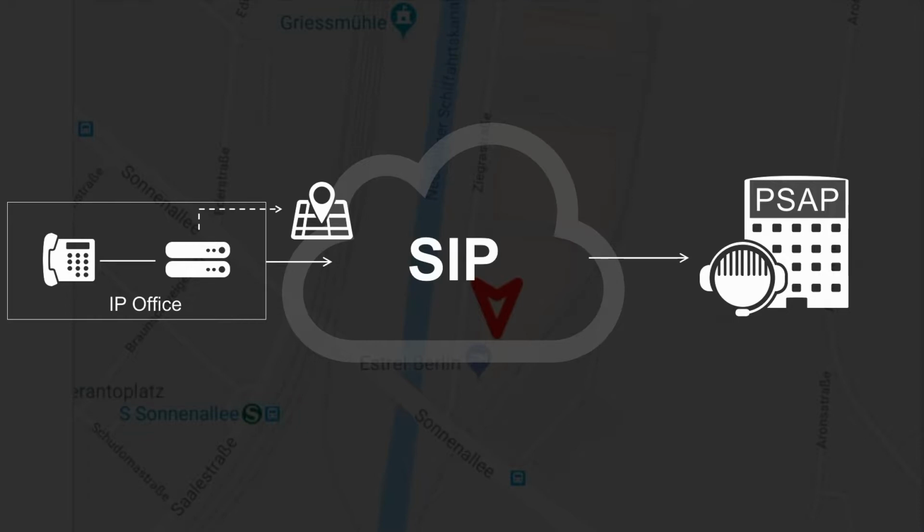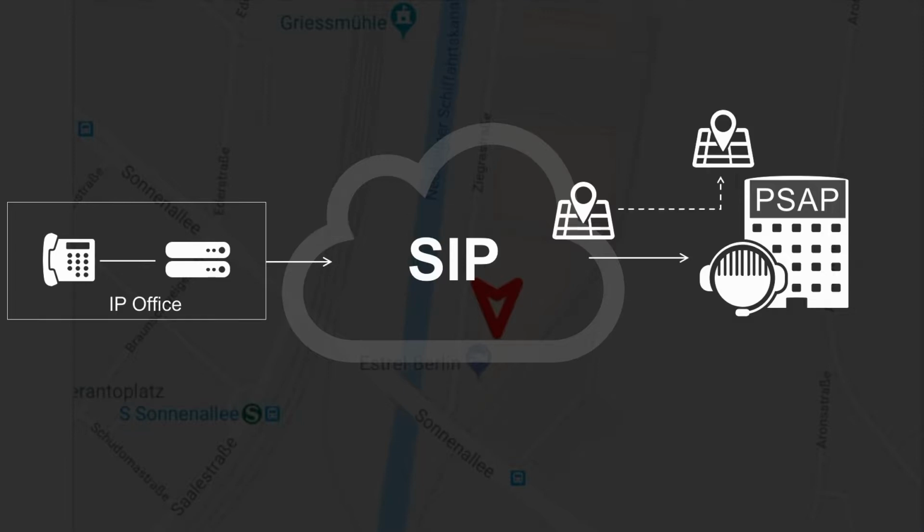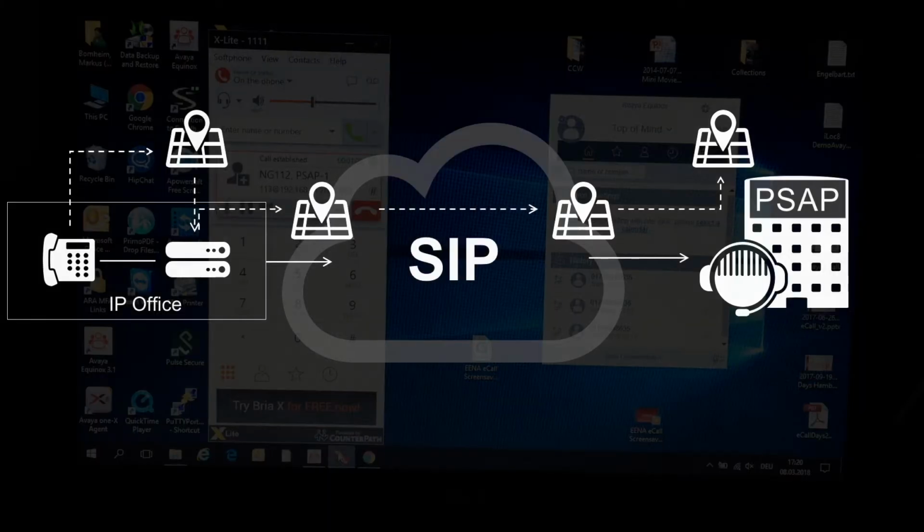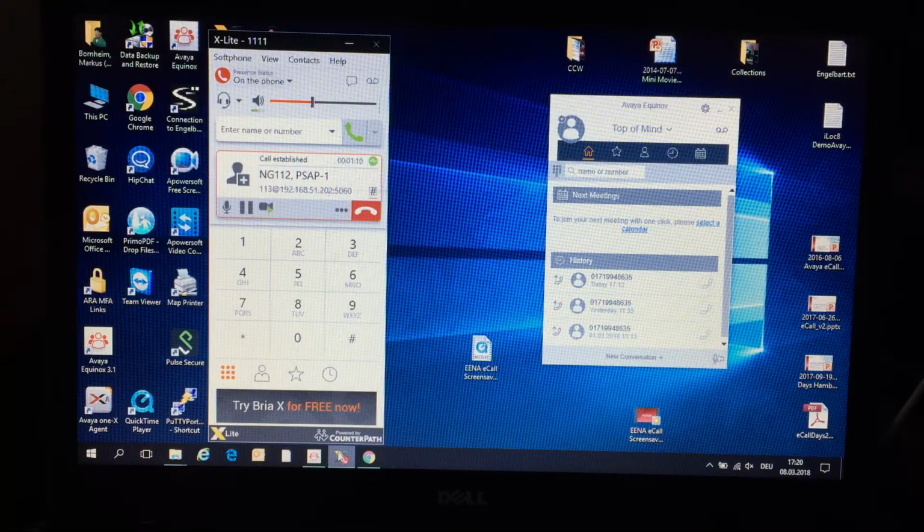And we are going to embed explicit information into the SIP invite message, which can be read once we have an end-to-end SIP environment at the public safety answering point as well. So this was our next generation 112 use case, and I'm going to drop this call here now.